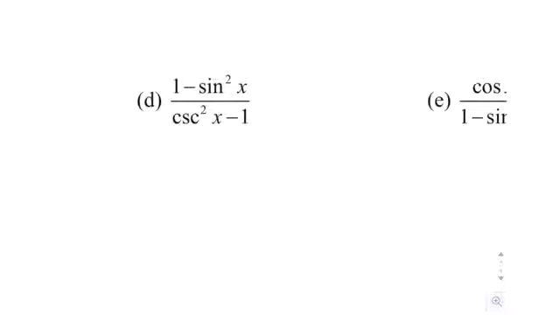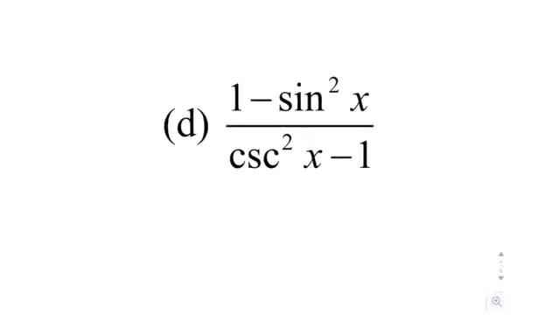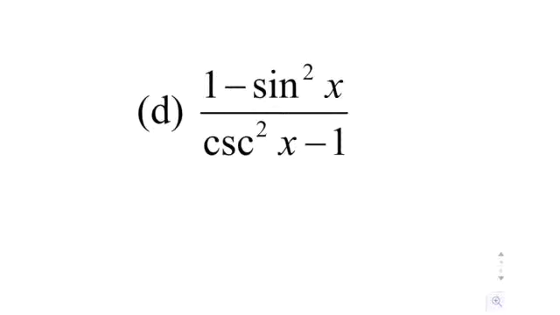Okay, we got this one: 1 minus sine squared over cosecant squared minus 1. These ones divide out like that, right? No, not even. Okay, so what to do? The good news is it's already one term. It's just something. But in the numerator, I have two terms. In the denominator, I have two terms. Oh my goodness. Can we do anything?